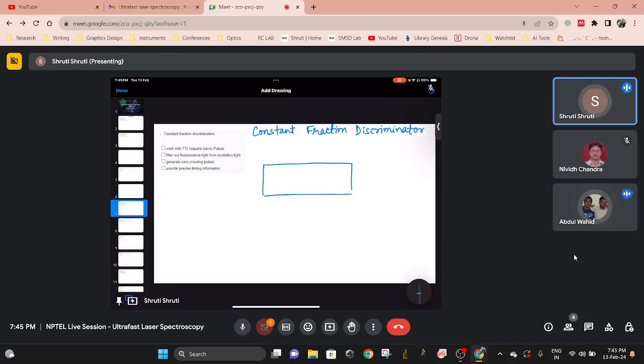Yes, it amplifies the signal, right? So it will have mirrors inside, like this. Ma'am, this is not a mirror. This is called a dynode. When one photon hits it, it gets reflected multiple times, and like this, it will get multiplied.